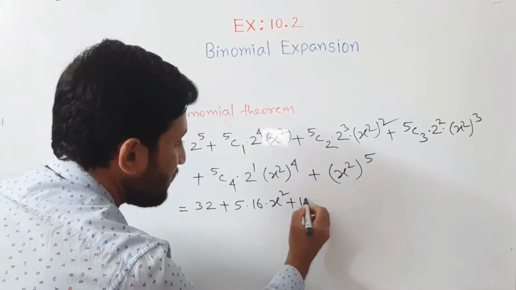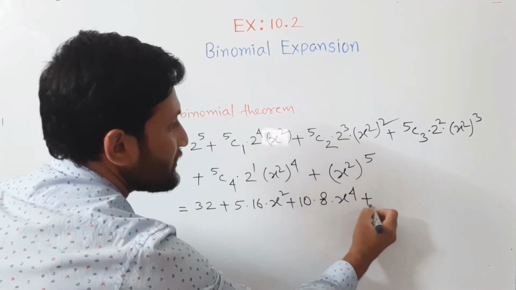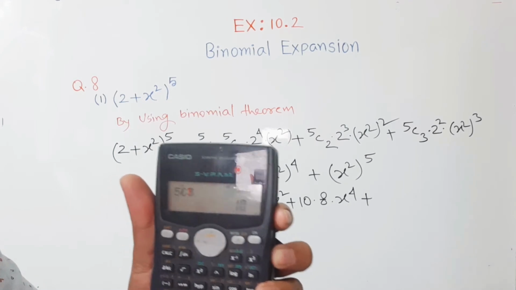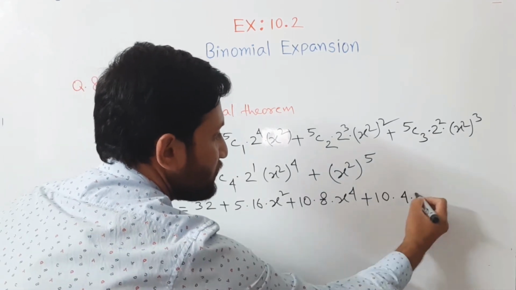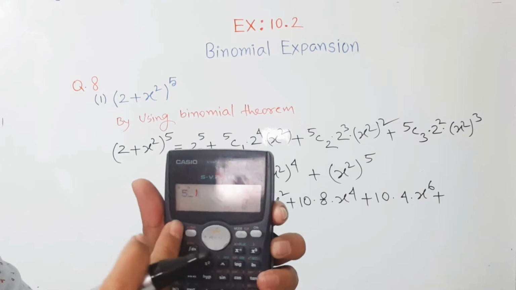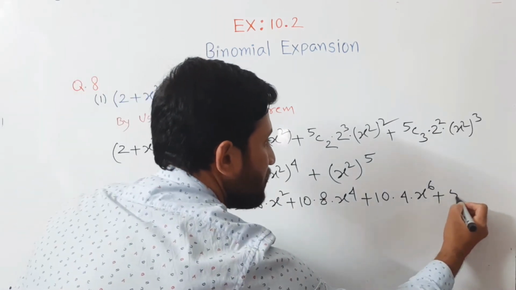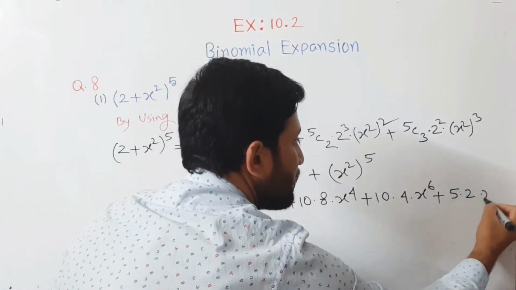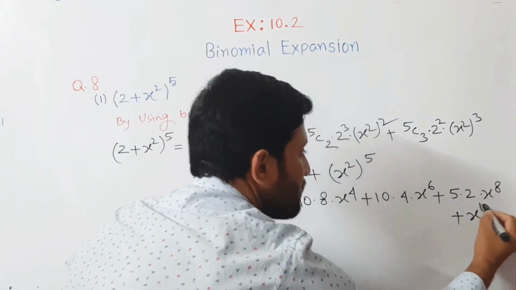So write down here 10 into 2^3, that means 8, then x^2 squared, so x^4, and then plus 5C3, again 5 shift divide 3. So 5C3 is also 10. So write down here 10, 2^2 that means 4, (x^2)^3 that means x^6, and then plus 5C4, again 5 shift divide 4. So 5C4 is 5. So write down again 5, and then 2^1, that is 2, and (x^2)^4, that means x^8, and then the last term (x^2)^5, that means x^10.